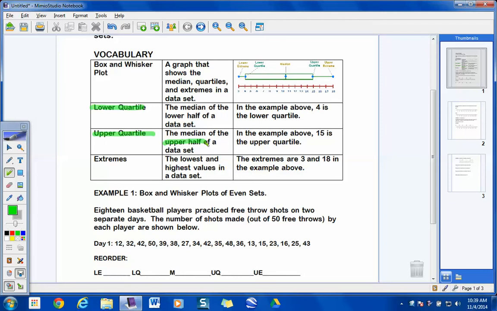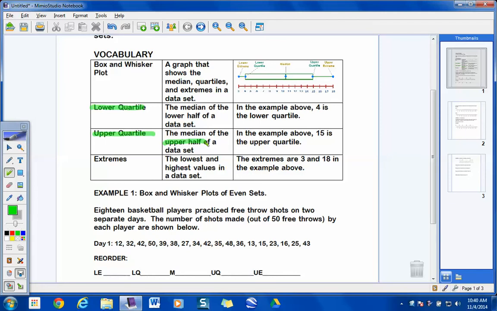Okay, so this is all self-explanatory up here, what these numbers mean. The far left number will be your lower extreme. This number here will be your lower quartile. This will be your median. This will be your upper quartile, and this will be your upper extreme. Okay, and again, last set down here, extremes. We already talked about the extremes are the lowest and the highest values in the set.